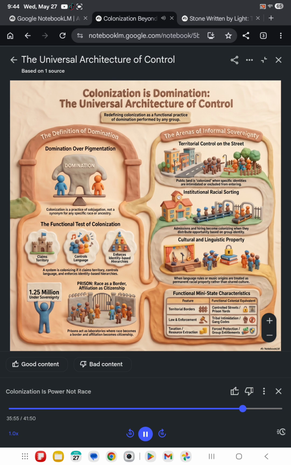When does Chinatown cross the line? It crosses the line if the enclave collectively decides that outsiders are socially or economically prohibited from opening businesses there simply because they aren't Chinese. Okay, I see. Or if they demand that the standard laws of the broader city do not apply inside their borders due to their unique ethnic identity. That is when the enclave stops being a refuge and becomes colonizing in its function. It begins enforcing borders based on identity.